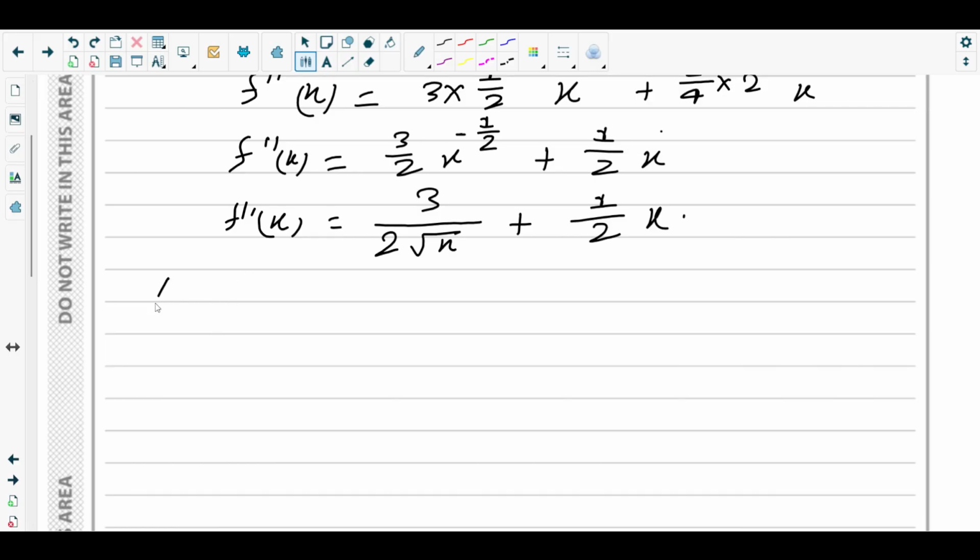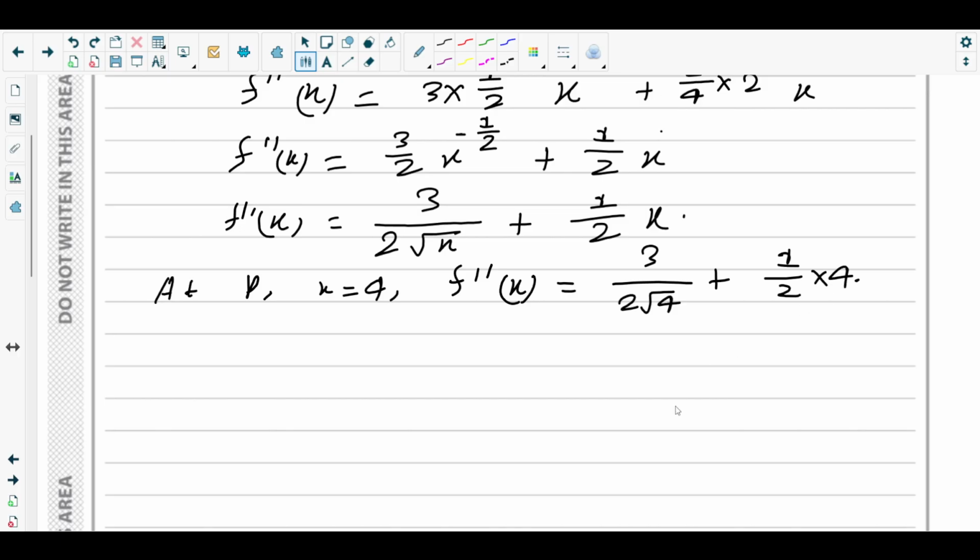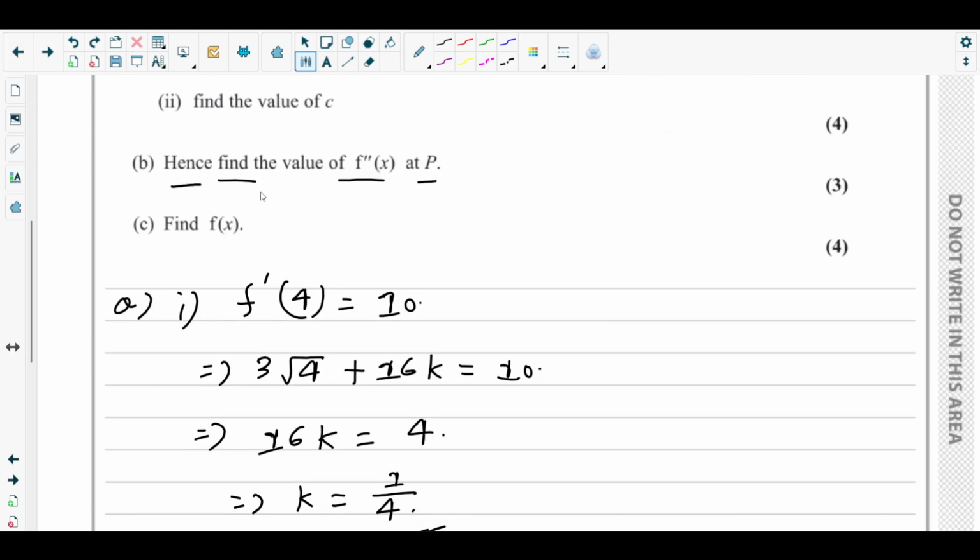At P we know that the x coordinate is 4, so f double dash of x is equal to 3 over 2 square root of 4 plus half times 4. So that would be 3 over 4 plus 2, right? So 3 over 4 plus 2 is 11 over 4, and that's the value for the second derivative of f of x at the point P. Done. That's the answer for part B.